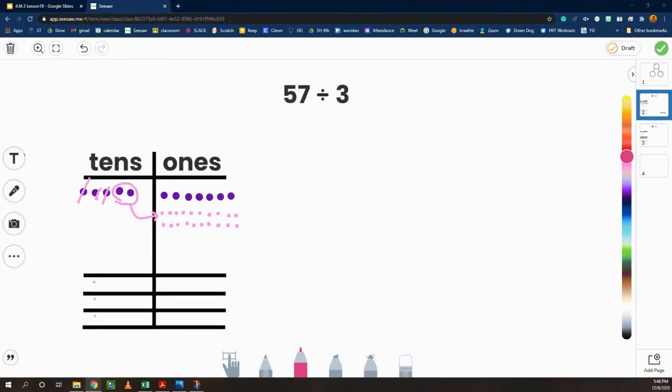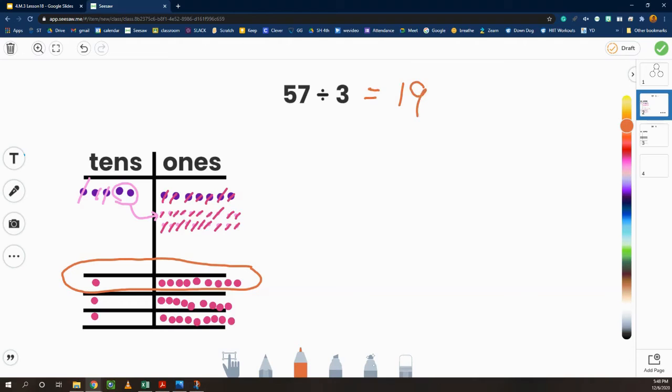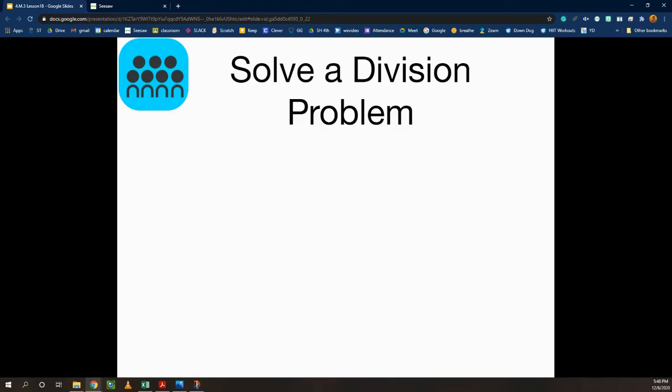Once I've unbundled my 2 10s, I've put 20 ones into the ones place with my 7 ones that were already there. And now I have 27 ones that I'm going to divide up into 3 equal groups. I went ahead and distributed that into 3 equal groups. I ended up putting 9 into each of those 3 groups. So when I look at what I have in each section, I have 1 10 and I have 9 ones. 1 10 and 9 ones is equal to 19. So 57 divided by 3 is equal to 19.